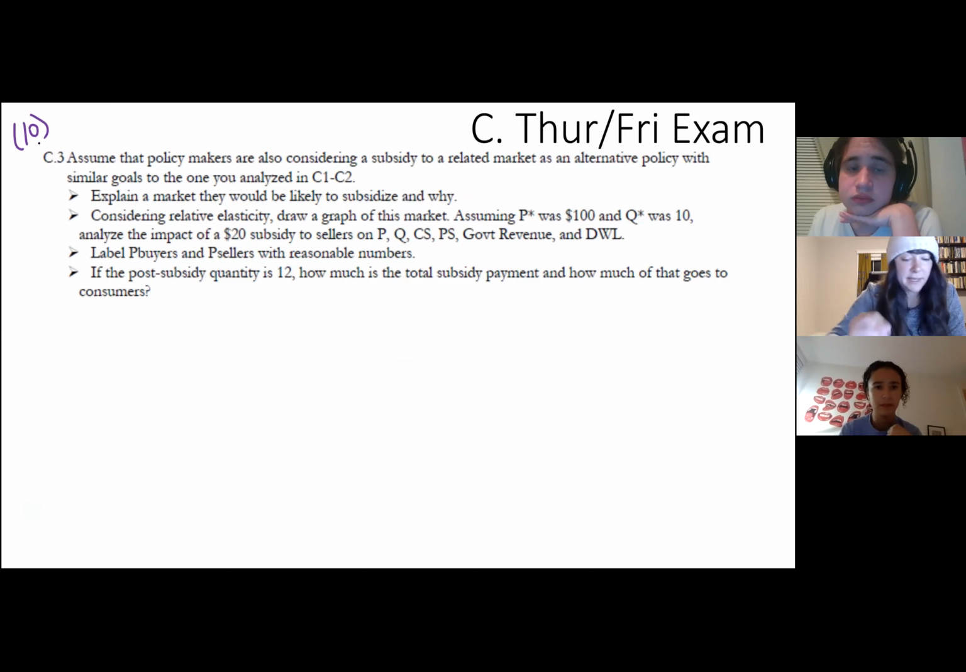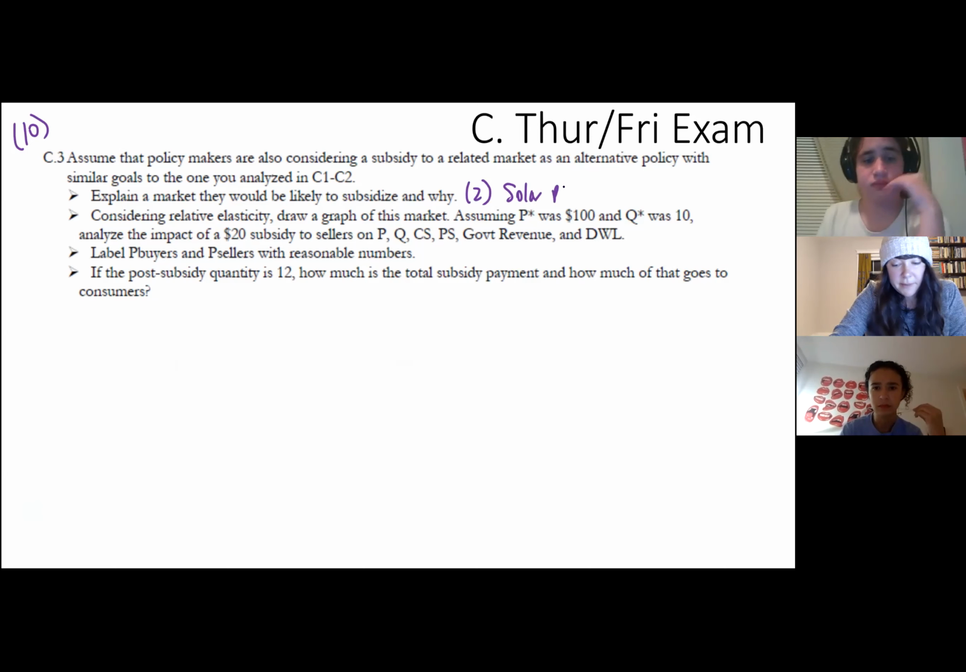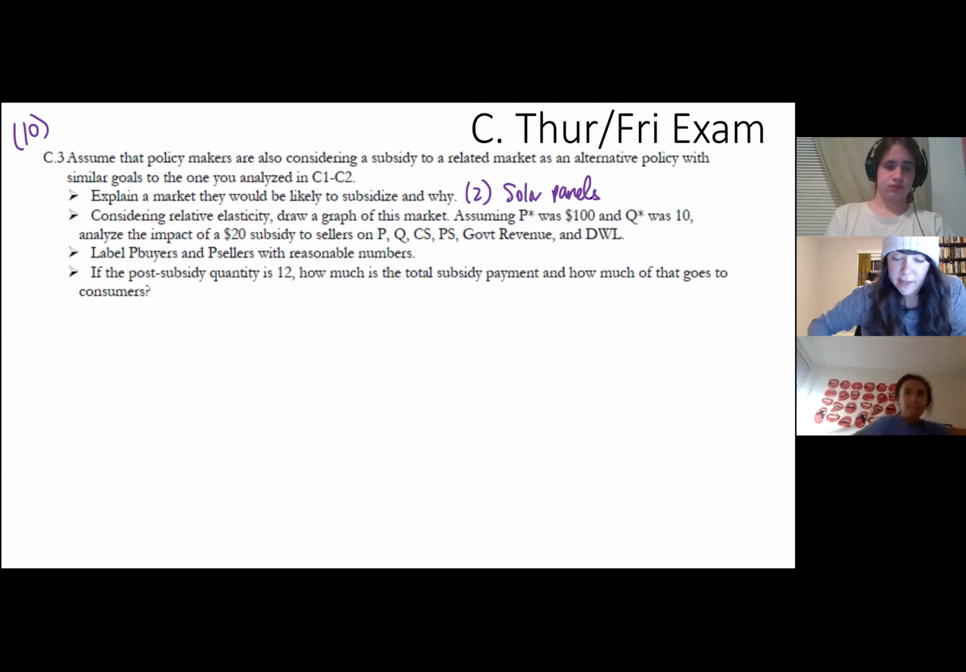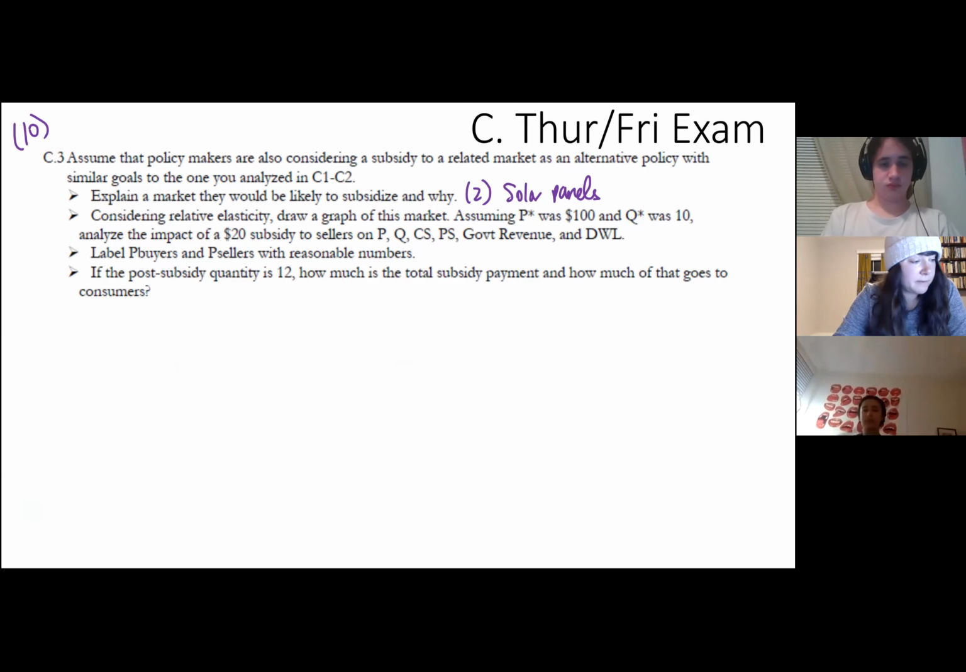Explain a market they'd be likely to subsidize and why was 2 points. They'd be likely to subsidize, I don't know, solar panels. Considering relative elasticity, draw a graph of this market, assuming this was P star and Q star, analyze the impact. So giving you a little bit more numbers. That was 4 points. Labeling those with reasonable numbers was 2 points. And how much is the total subsidy payment and how much goes to consumers was 2 points.